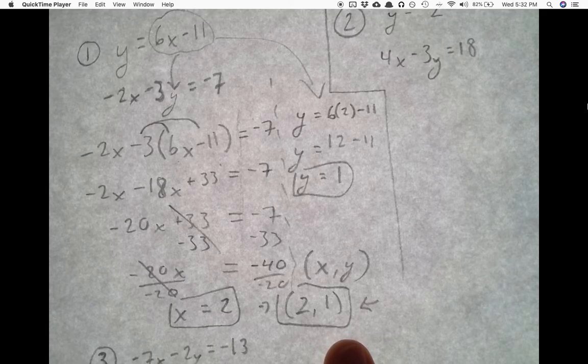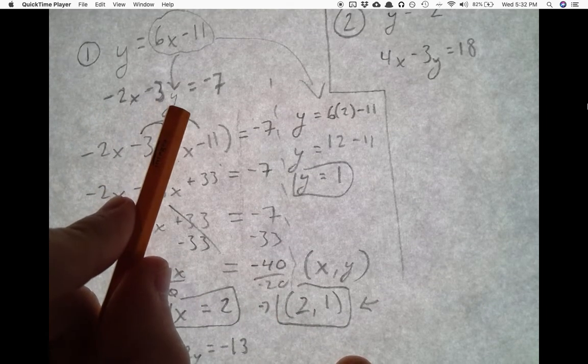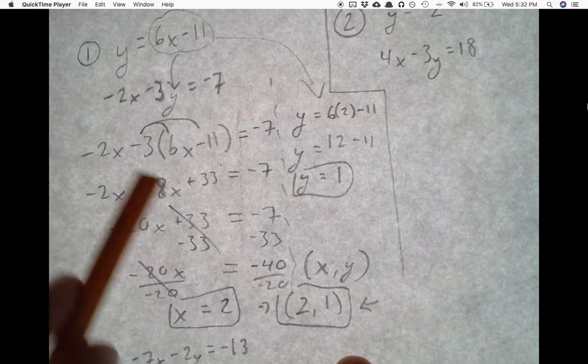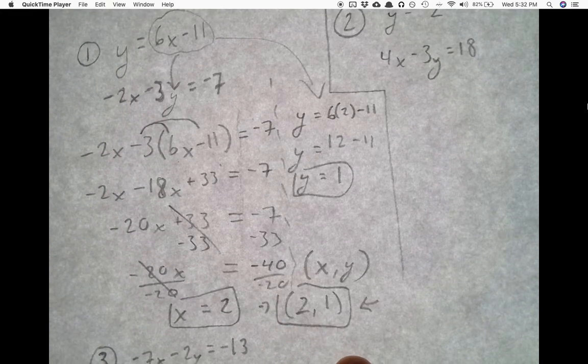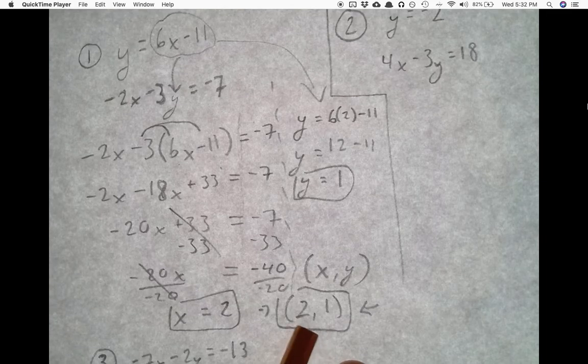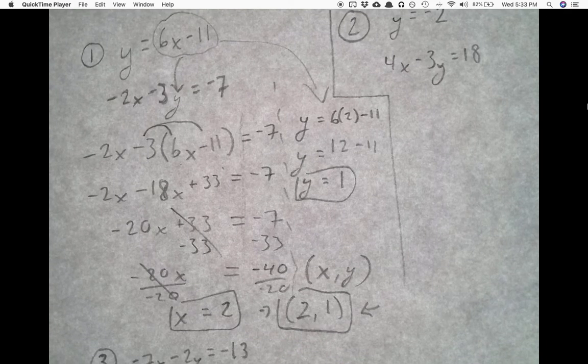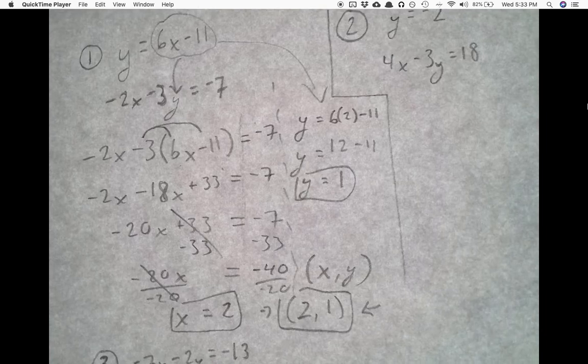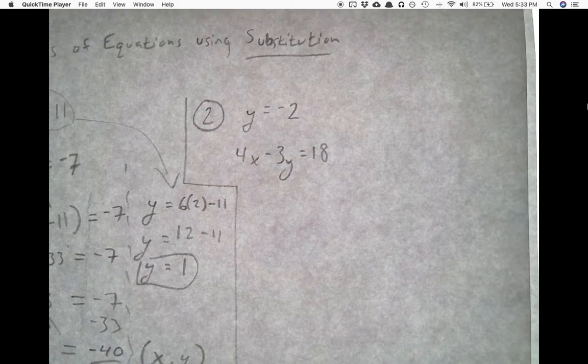If you would like, you can go back and plug the x in as 2, 1 in for the y, into either or both of these equations to check to make sure that these are right. I'll leave that for you as an exercise if you want to do it, but let's just focus on making sure that we're getting some more practice on this. I don't want the video to be too long. Moving on to number 2.